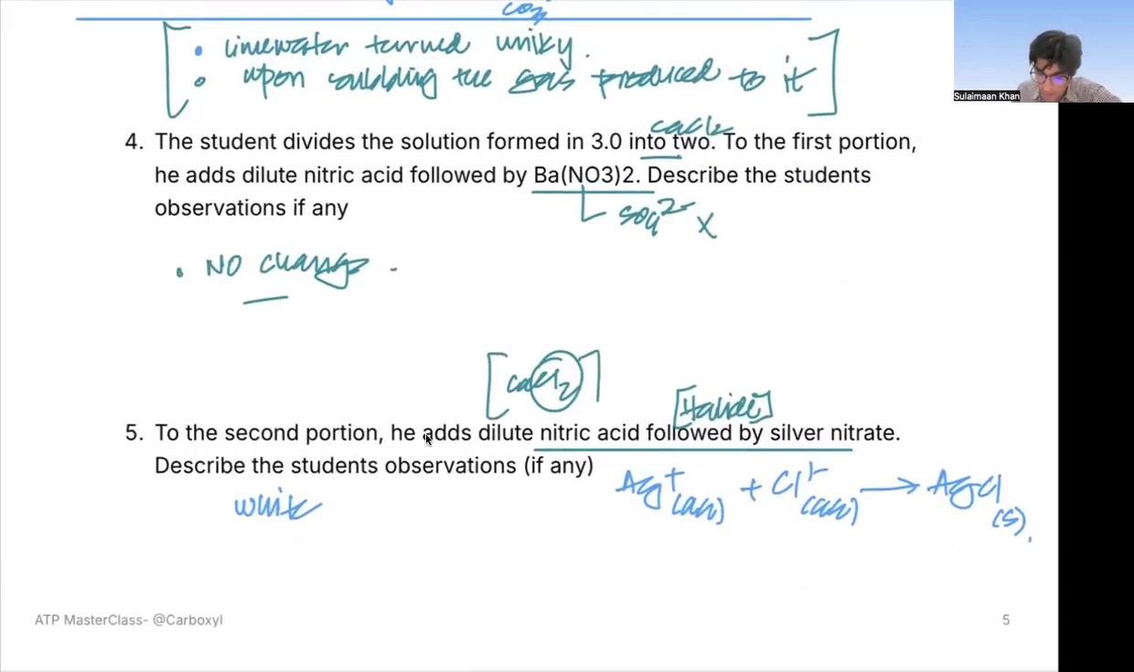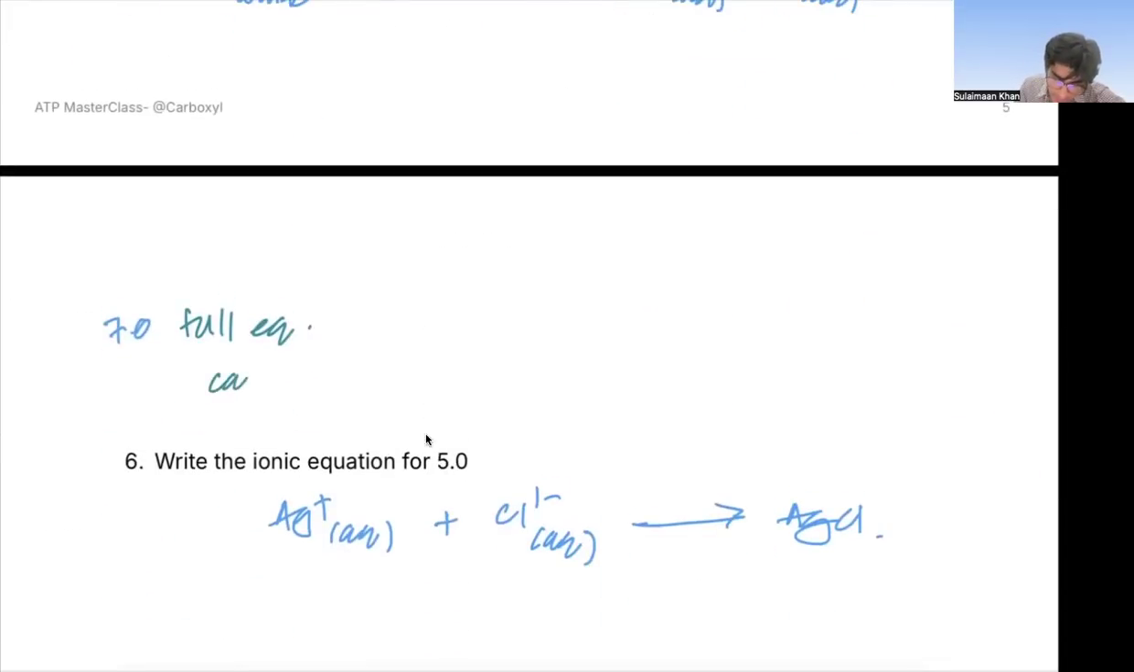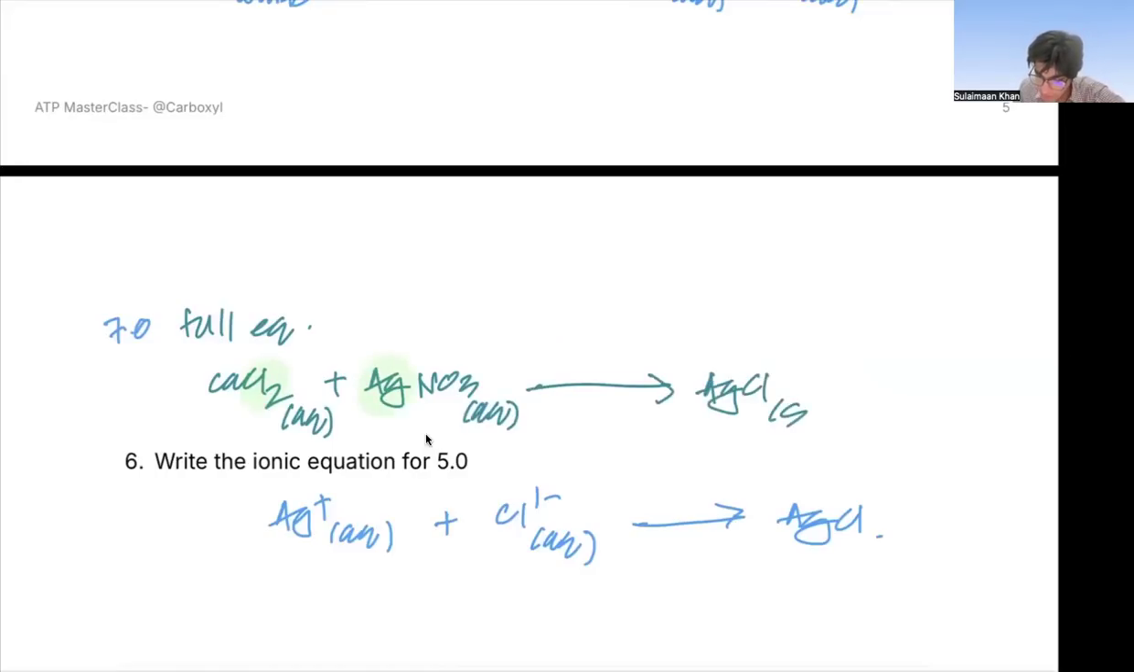You have calcium chloride right here, and you react it with what? Silver nitrate. That's what I'm doing. That's effectively the full equation. So calcium chloride plus silver nitrate. What's happening? The silver ion and the chloride ion are going to precipitate to form AgCl, solid. And what's left behind? Calcium nitrate is left behind, right? That's aqueous. They don't react.